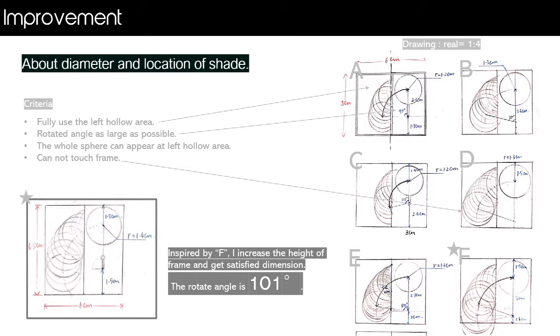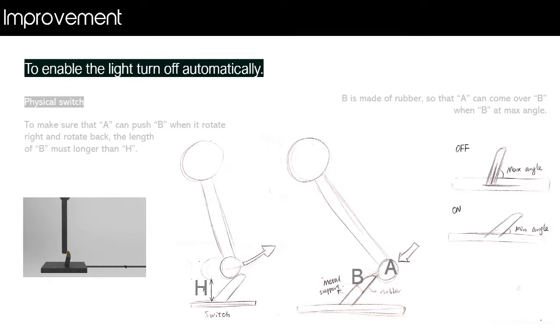The introduction is almost come to an end, and here is the behind the scene. I tested many sizes of spheres and lengths of rod to find the best one, which can fully use the left hollow area and not touch the frame. Luckily, I found it, and the rotate number is 101. To enable the light to turn off automatically, a switch is added at the bottom of the rod so that it can push it when it goes back.